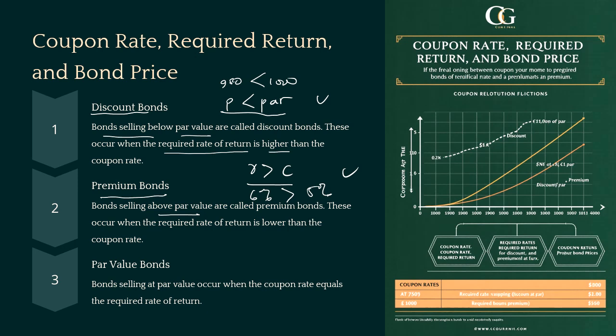And the premium bond, the second type of bond, should be selling above par value, and the required rate of return is lower than the coupon rate. So the price is bigger than par, and the yield here is smaller than the coupon. And the third one, the par value bond, is a bond which sells at par value. It also occurs when the coupon rate equals the required rate of return. So P equals par, and yield equals coupon.